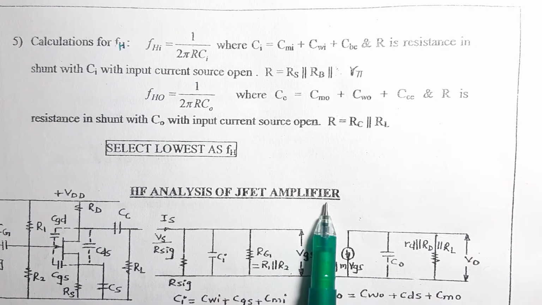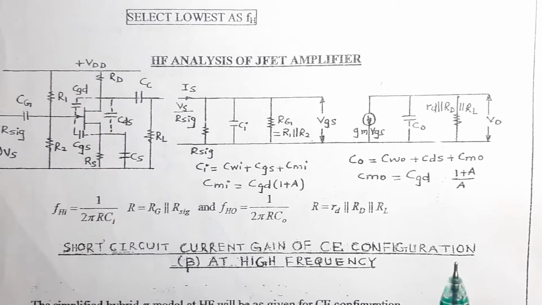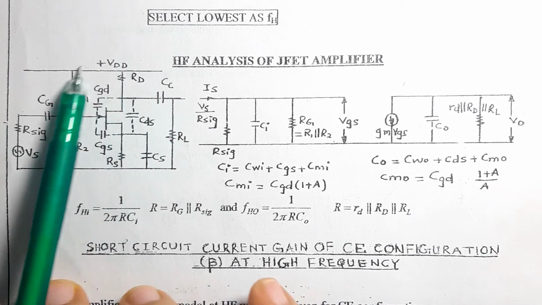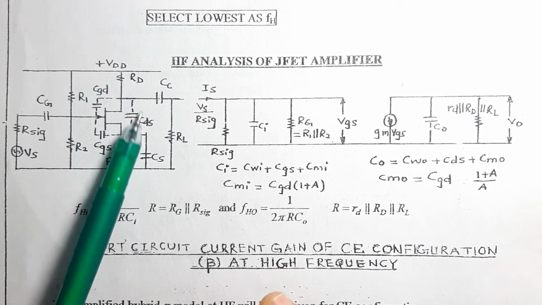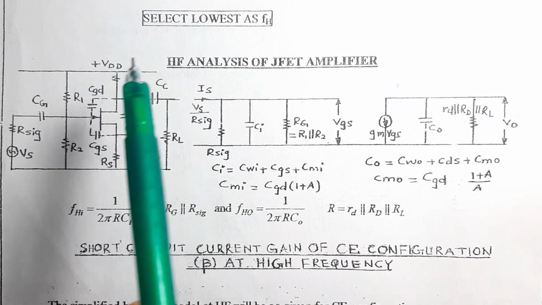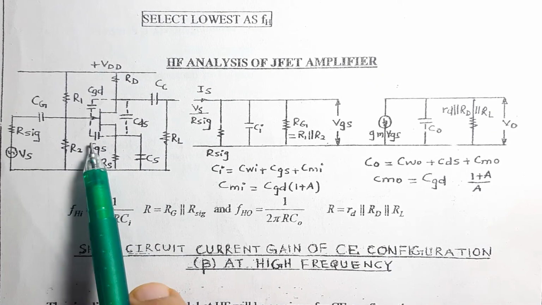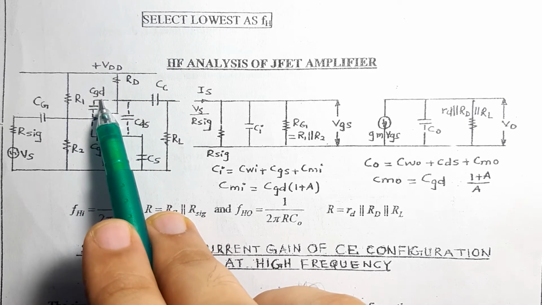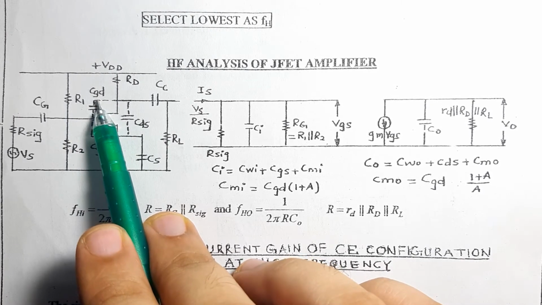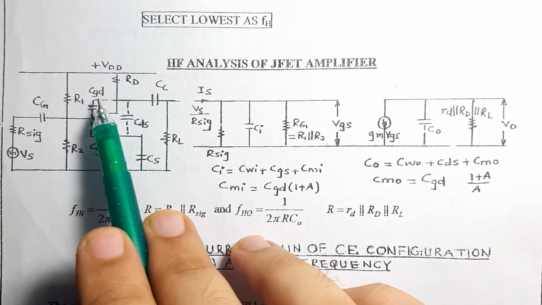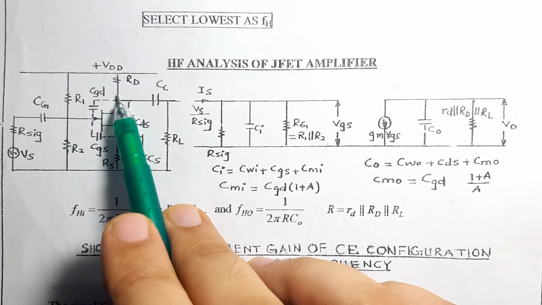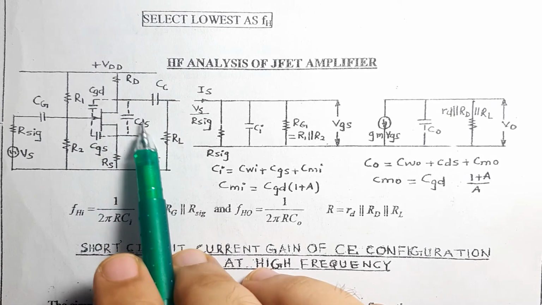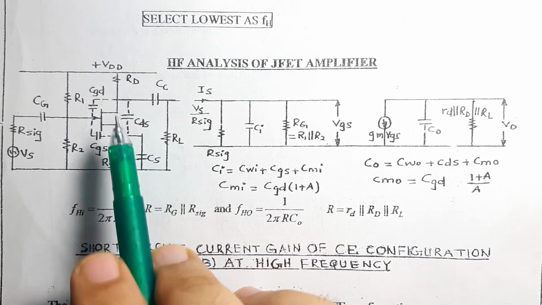Now the HF analysis of your JFET amplifier is very much simpler in nature. This is the circuit diagram of a JFET amplifier in PD bias configuration, and if you look carefully, the extra capacitors are written over here. One of them is CGD. This is a capacitor which is going to be Millerized into two sections, one at the input and one at the output, because this is connected between the input gate and the output drain. Similarly, your CGS is present between your gate and source, and your CDS is present between your drain and source.